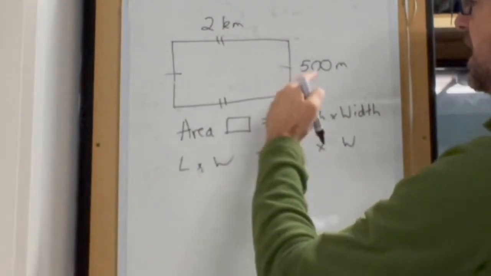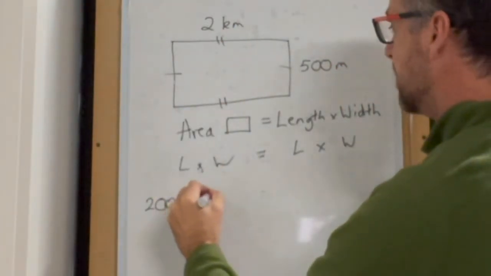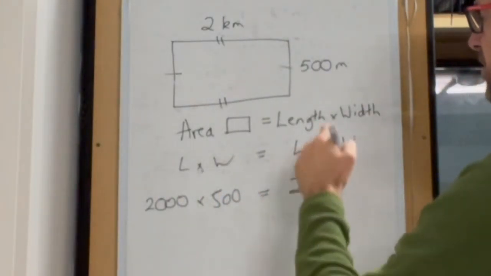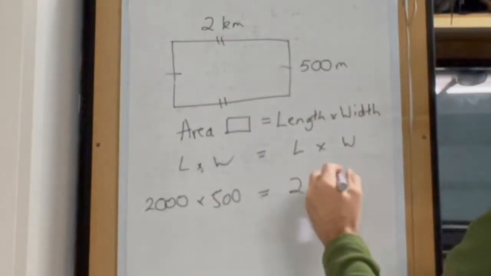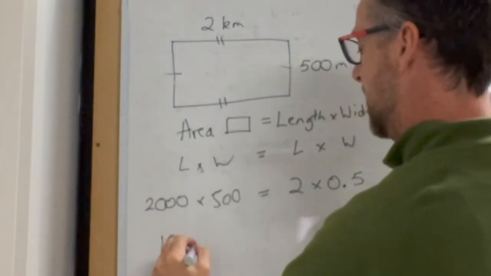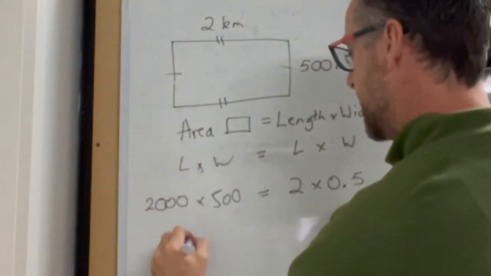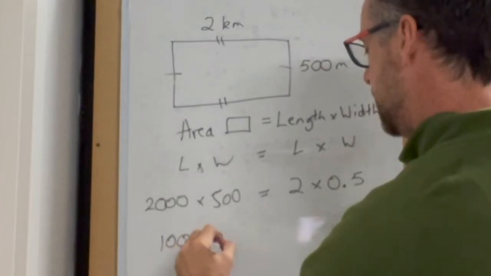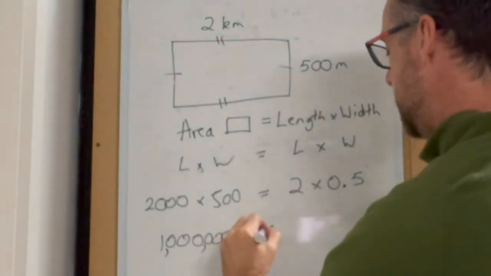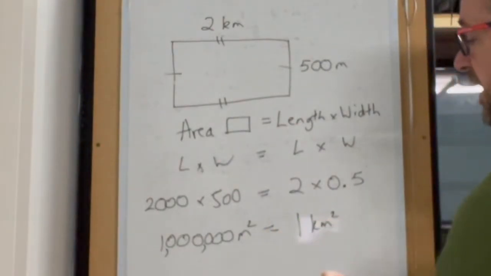So here, if we do metres first, that would be 2,000 metres, because 2 kilometres is 2,000 metres, multiplied by 500 metres. And that would be equal to also 2 kilometres multiplied by 500 metres, which in kilometres is half a kilometre, so 0.5. So 2,000 times 500 gives us 1,000,000 metres squared. And that's the same as 2 times a half, which is 1 kilometre squared.